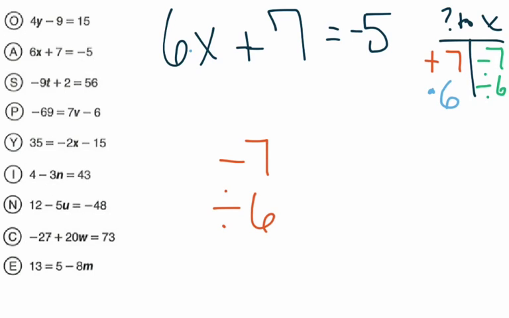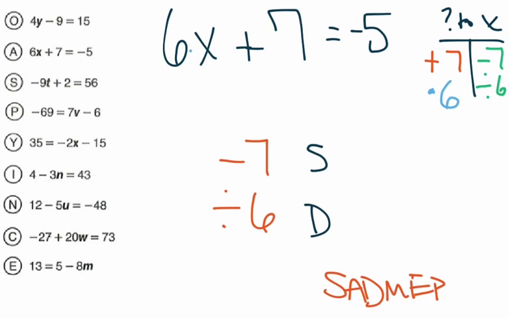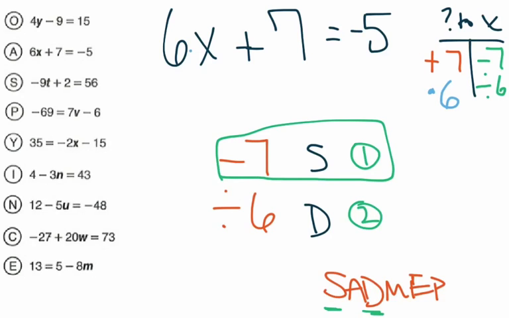The question is, which one comes first? So I have subtraction and I have division. I'm going to write SADMEP down here because that is what I follow. This is the order that I need to follow in order to get the right answer. So subtraction comes before division. So I'm going to subtract first and then I'm going to divide. So now I know what I'm going to do. The first thing I'm going to do is subtract 7 from both sides. Then when I get that done, I'll divide by 6 on both sides.